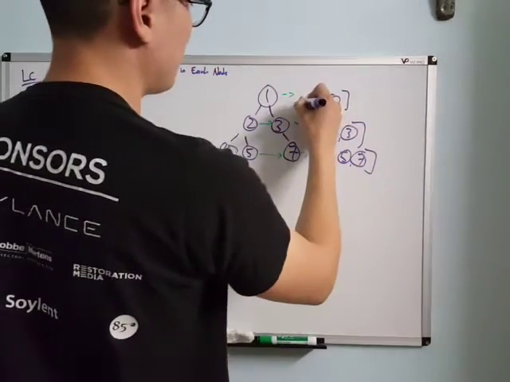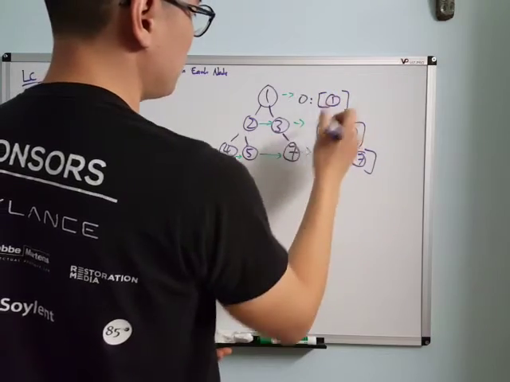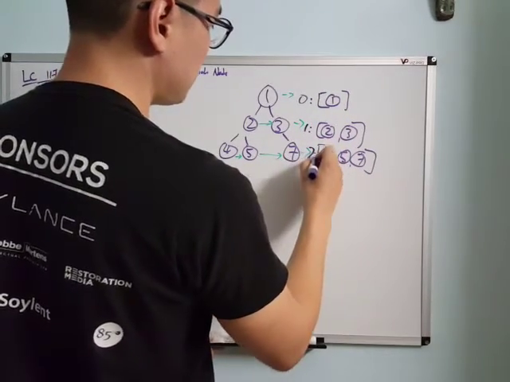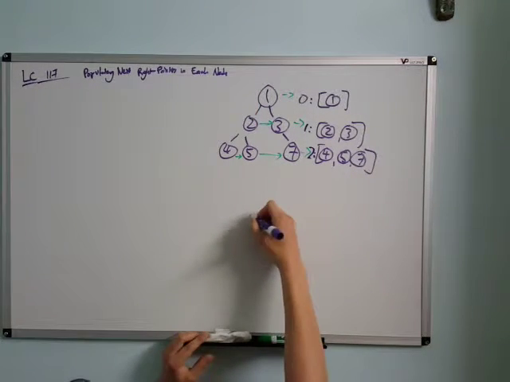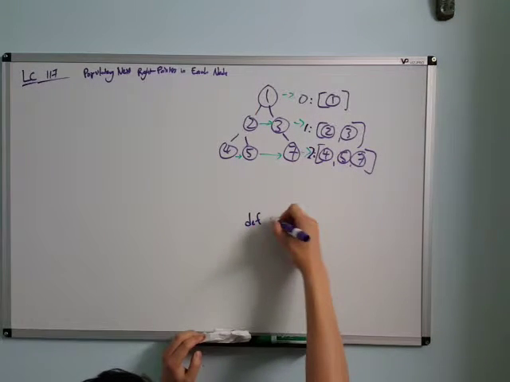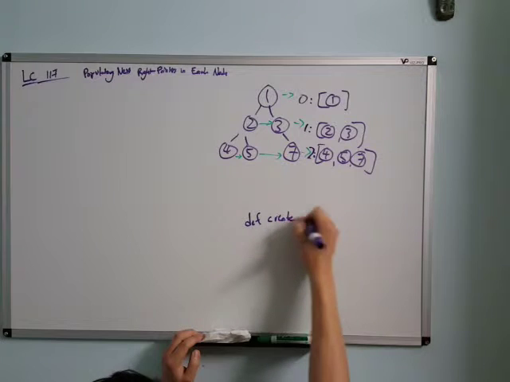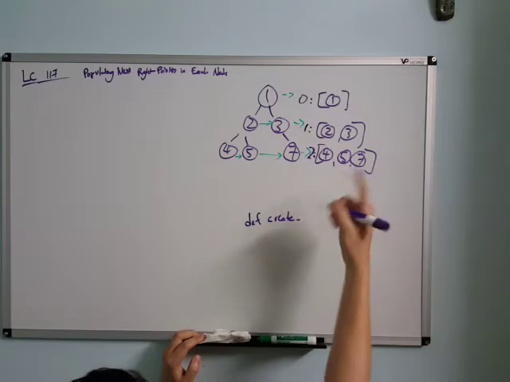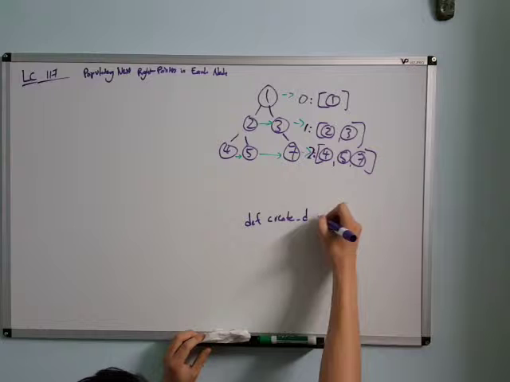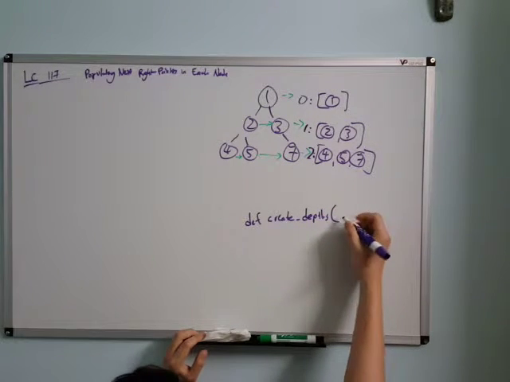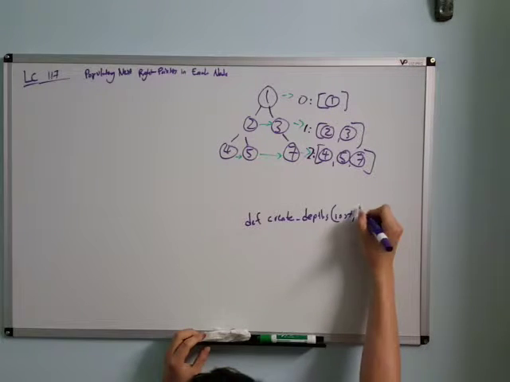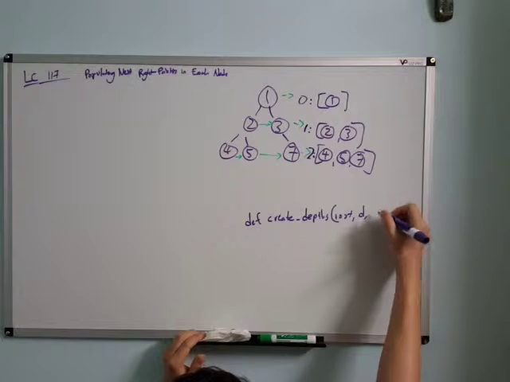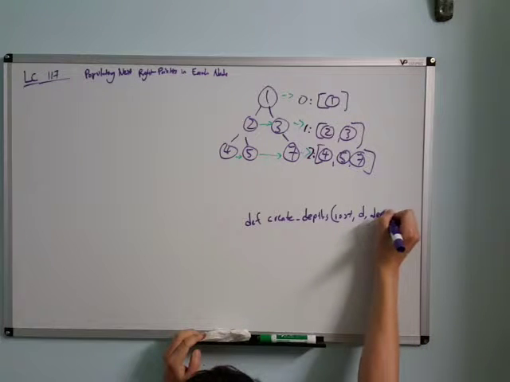And this is a dictionary because, right, these are the values that I wrote. The key should be the depths. Let's define create depths. It takes in the root that we're starting at, the dictionary that we're updating, and the depth that we're currently at.